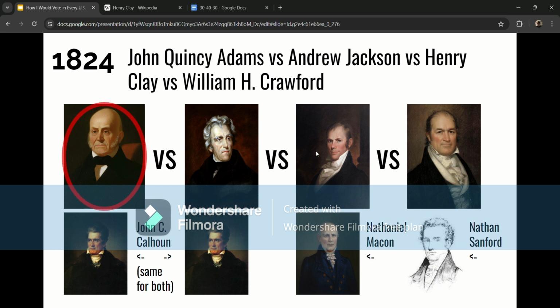So for me, my vote would have gone to John Quincy Adams in this election, and as it is a ticket, his running mate would have unfortunately been John C. Calhoun, the current Secretary of War from South Carolina.